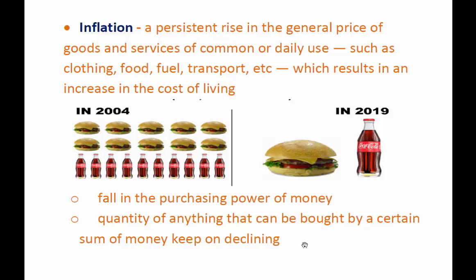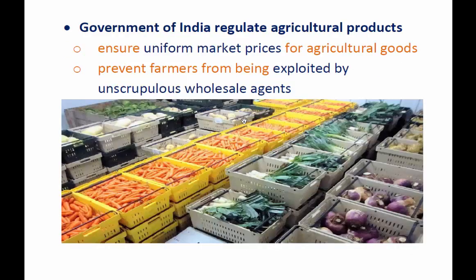Understand? So, the government always involves itself in our market system. Why? What is the reason? They regulate, especially they regulate agricultural products. Okay, the government does this to ensure a uniform market price for agricultural goods. So there should be a uniform price, especially for these agricultural goods. Rice per kilo, if they sell at 50 rupees, nobody should sell for more than that. So there should be a regulation on that.